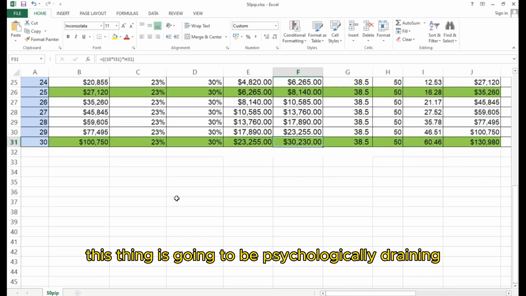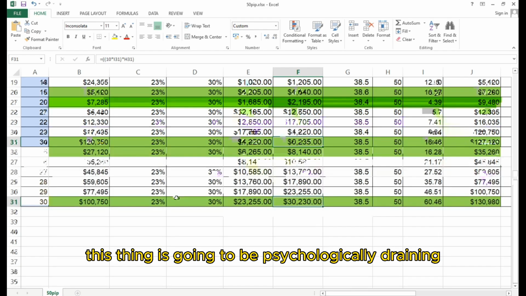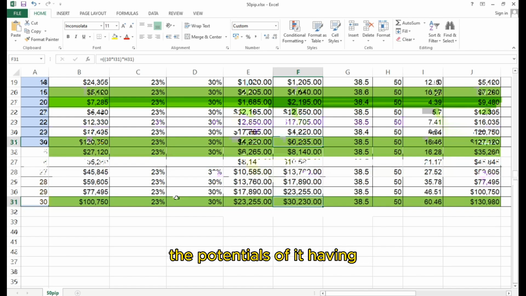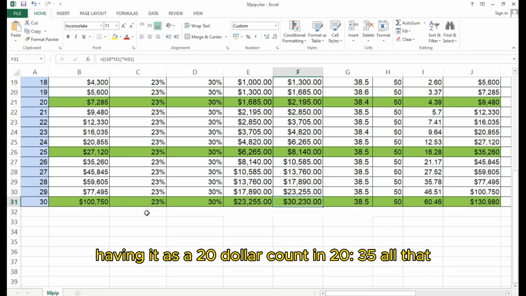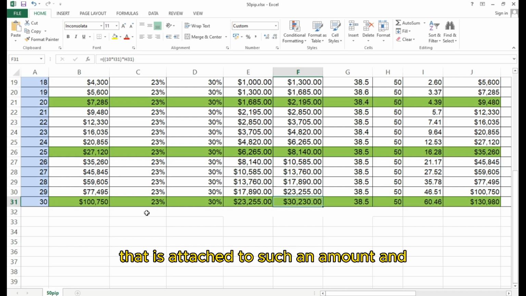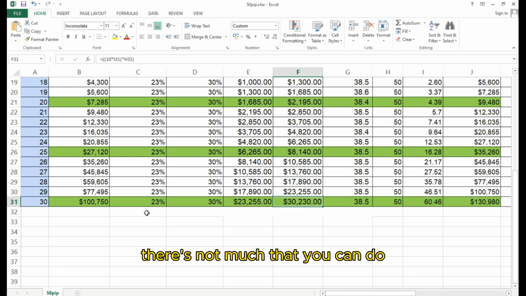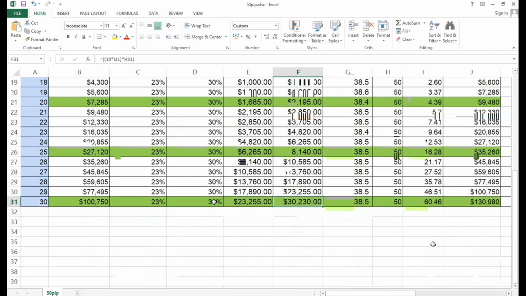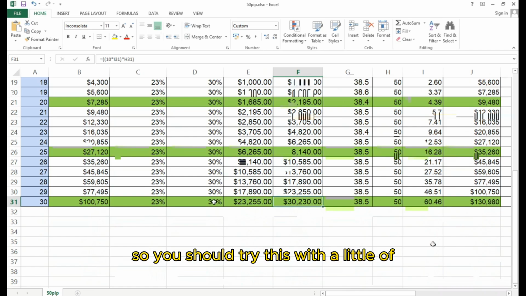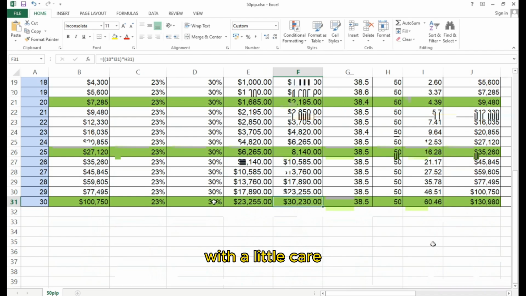But let me just say, this thing is going to be psychologically draining, because this is a small account. You're going to develop emotional stress because of the fluctuations in the market, especially when you have a $20 or $35 account. There is a lot of stress attached to such an amount. And there's not much that you can do except wait for it to either take profit or hit stop loss. So this might actually ruin you, hit your confidence when you go up and then you go down. The confidence will be hit hard. So you should try this with a little care.